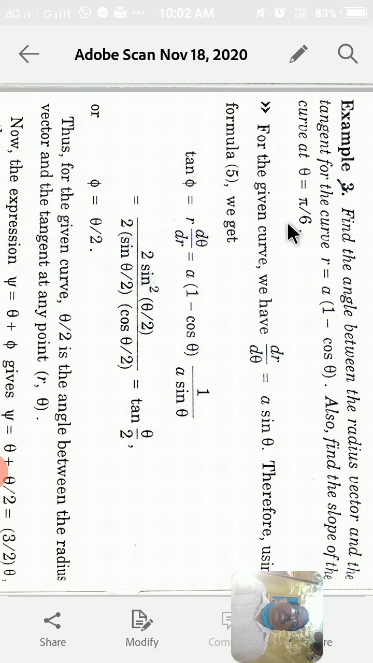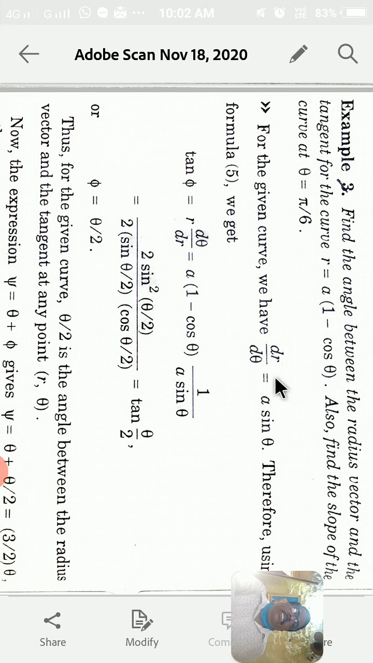Now remember here, slope of the curve means we have to find tan psi. Tan psi is the slope of the curve. To find tan psi we need psi, and psi is theta plus phi. So first, take r is equal to a into 1 minus cos theta. First we find phi, so differentiate r with respect to theta.